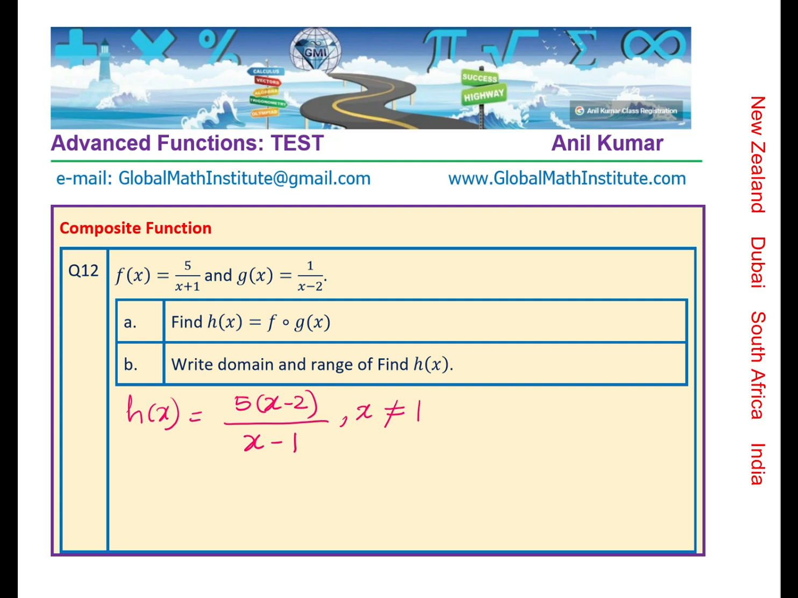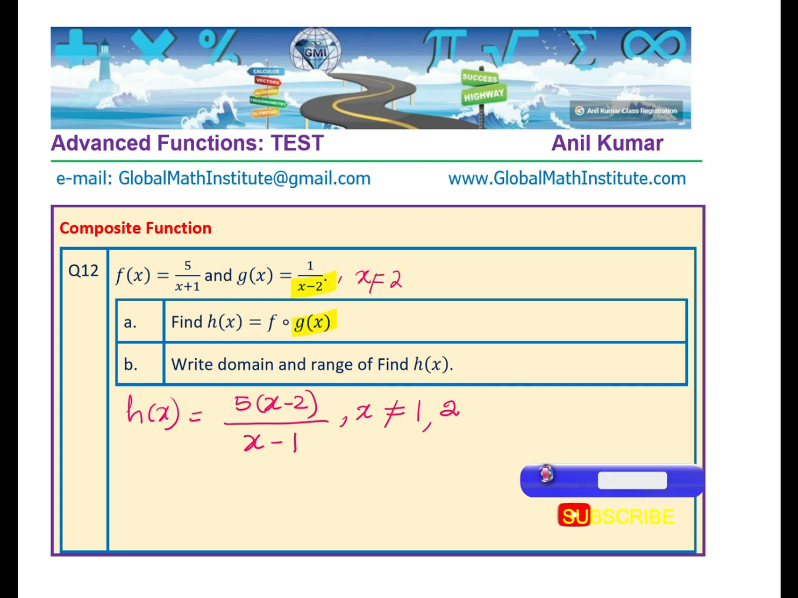However, there is one more constraint on this. Since we are talking about f of g of x, and you see there's a restriction on g of x, g of x cannot be 2, right? So the second restriction will also apply. So x cannot be equal to 1 and x cannot be equal to 2 also, right? Because if you're talking about f of g of x, substituting 2, you'll not be able to find a value for g of x. So that is important to understand.